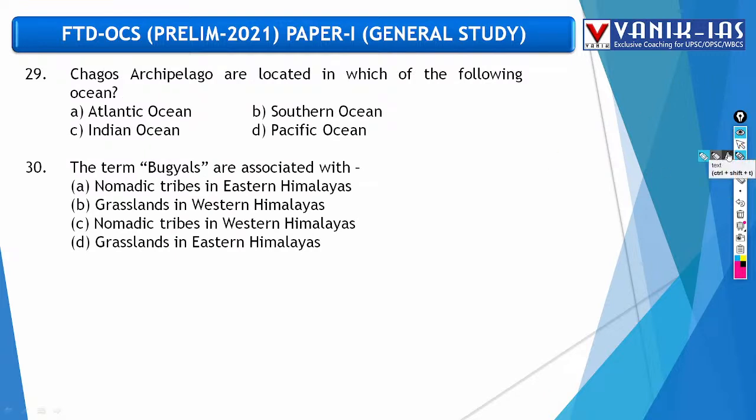Okay. Chagos archipelago is recently in the news, right? It is present in which of the following: Atlantic Ocean, Southern Ocean, Indian Ocean or Pacific Ocean? Chagos archipelago, it is in the Indian Ocean, right?